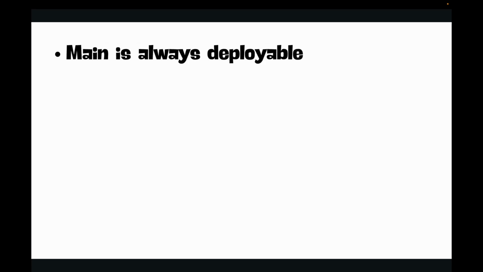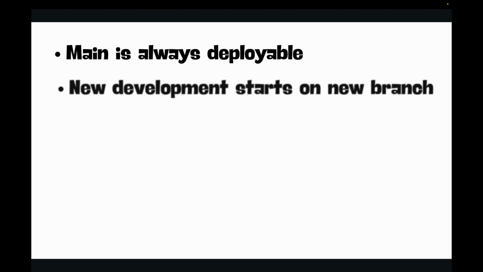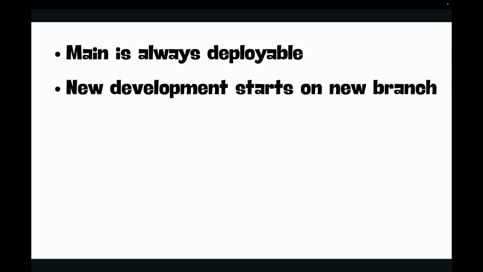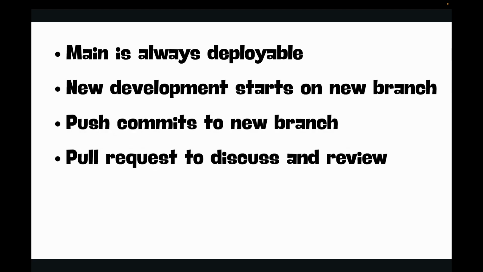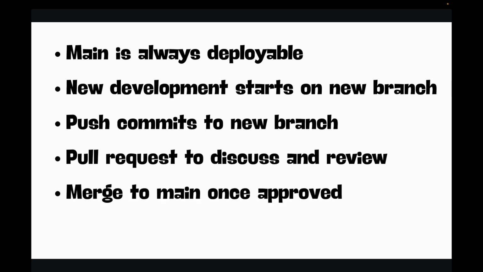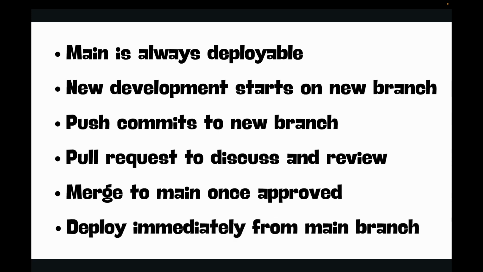Then the next one we have is your GitHub flow. Now GitHub flow is a much simpler and leaner strategy, often adopted by teams practicing continuous delivery and continuous deployment. Its core principles are: main is always deployable. Any new development, could be a feature or bug fix, starts on a new branch. You push commits to your new branch. You open a pull request to discuss and review your changes. Once approved, merge those changes into the main branch and deploy immediately from the main branch.